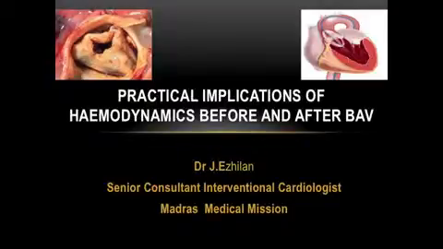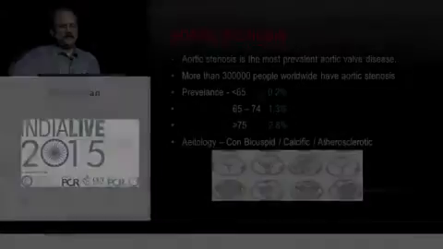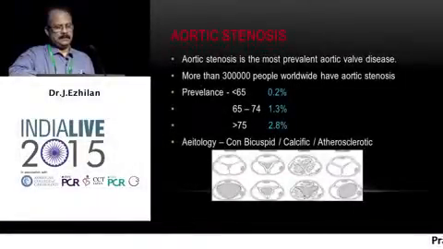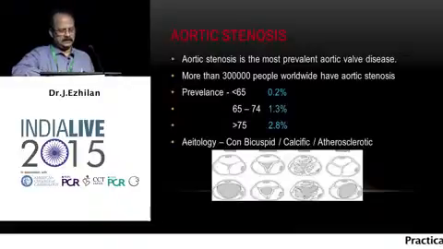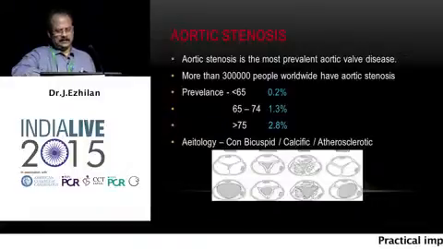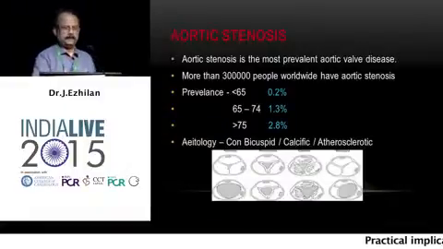My talk will be on practical implications of hemodynamics before and after a BAV. So I'll be just focusing on what information you can get from pressure tracings during a procedure. Aortic stenosis, we all know, is the most prevalent aortic valve disease. 3 lakh people in the world have it, and prevalence increases with age. And the commonest we see is congenital bicuspid, calcific, and rheumatic.